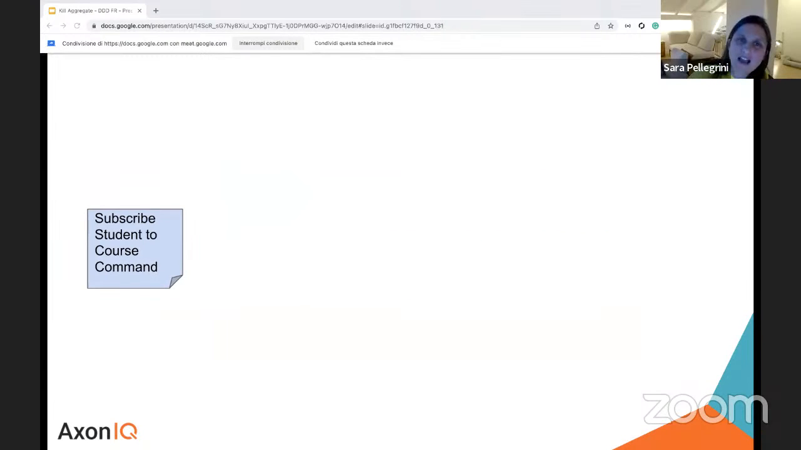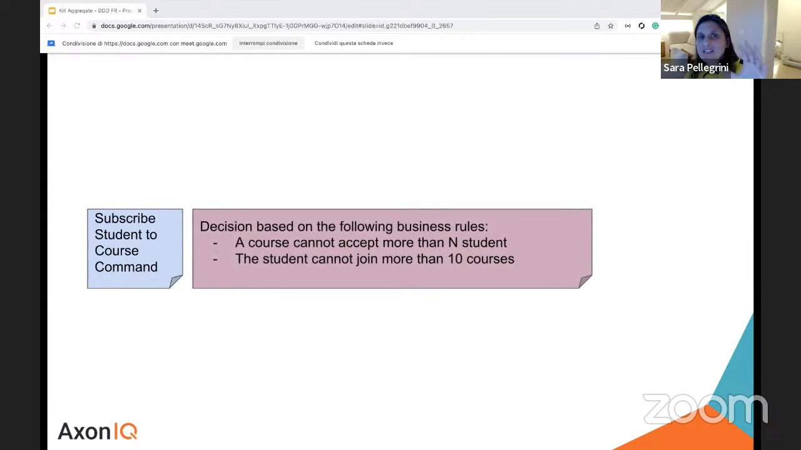So this grants us another exceptional advantage. And let's find out what advantage by analyzing how our system now behaves in managing a command for subscribing a student to a course. The message handler knows exactly what data it needs to make a decision. It knows the invariants to verify in order to publish the student subscribed to course event.